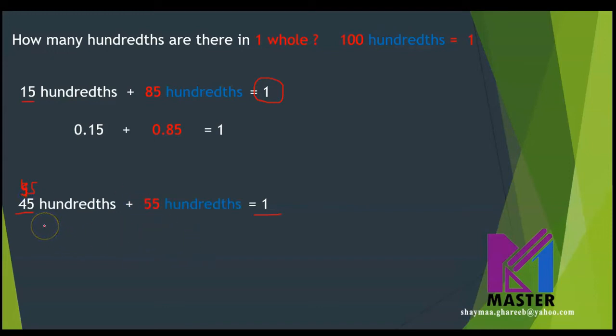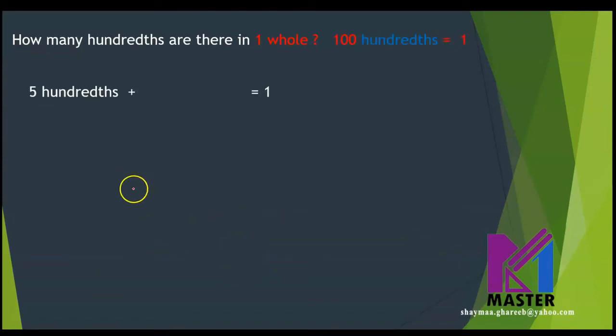So as a decimal, it will be 0.45 plus 0.55. And again, the hundredths together add up to 10. The tenths together add up to 9. One more example, 5 hundredths. So I only have 5 hundredths, which means I need 95 hundredths. In a decimal form, 5 hundredths is 0.05 and 95 hundredths is 0.95.